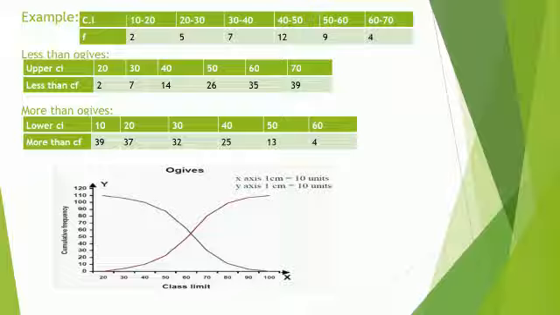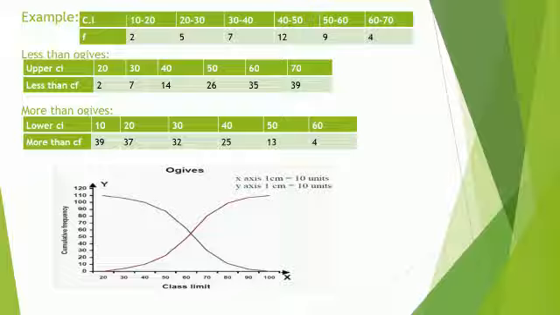The first one is 39, the frequency total, then subtract one by one. 39 minus 2 is 37, 37 minus 5 is 32, 32 minus 7 is 25, 25 minus 12 is 13, and then again subtract, and the last one is 4. So using these points, we have to draw the graph.